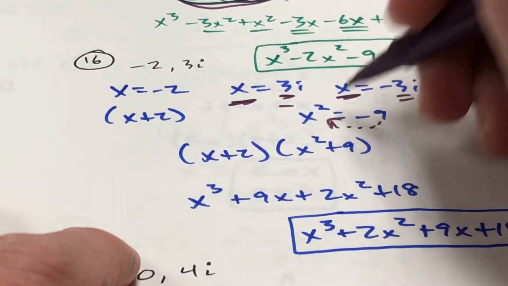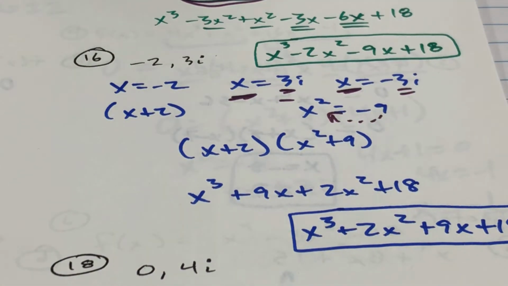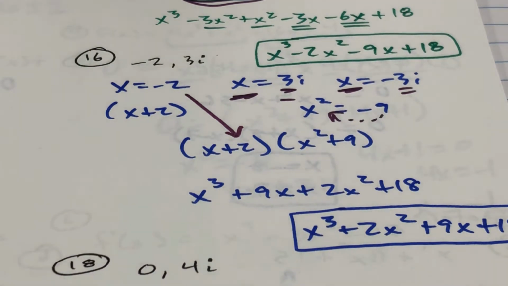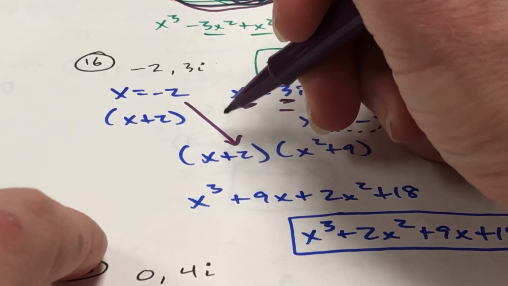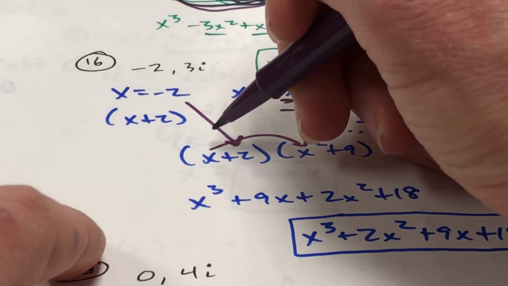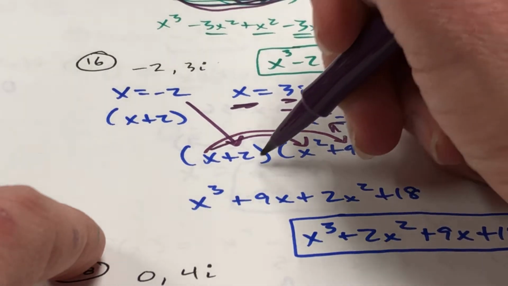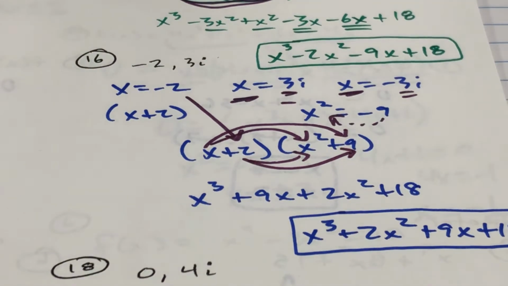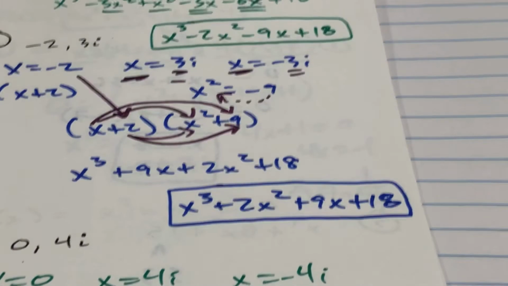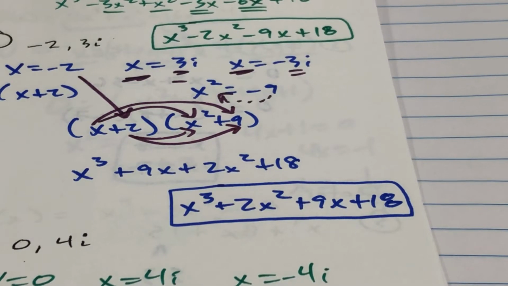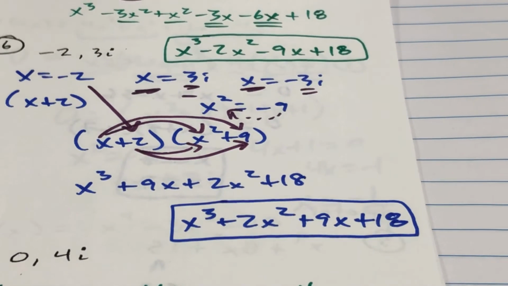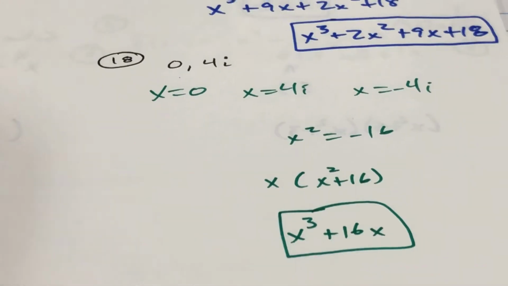Move the -9 over. X squared plus 9 would be a factor, while x plus 2 would be the other factor. If x equals -2, then x plus 2 is the factor. And now I just FOIL. First, x times x squared, x times 9, 2 times x squared, 2 times 9. And I just rearrange it. I want to write in standard form, highest power to lowest power.